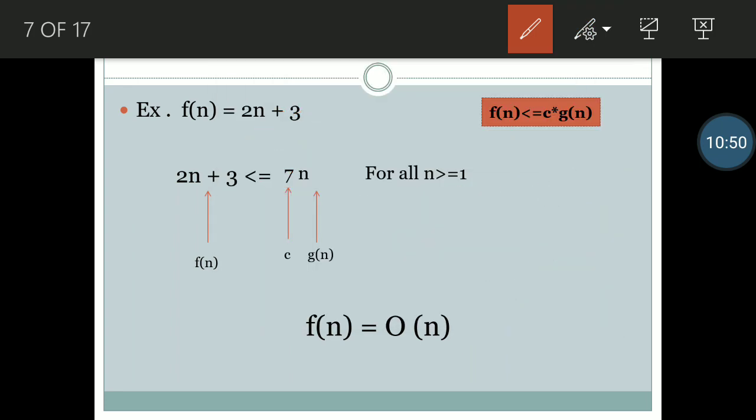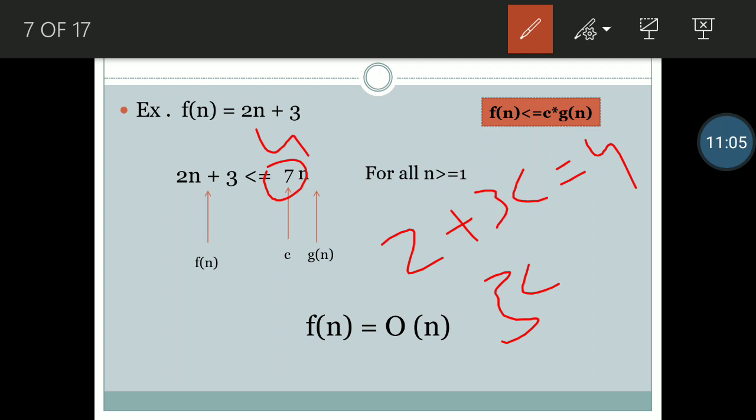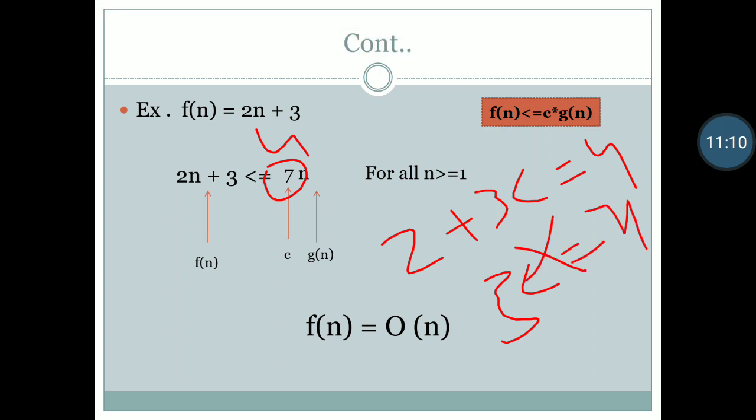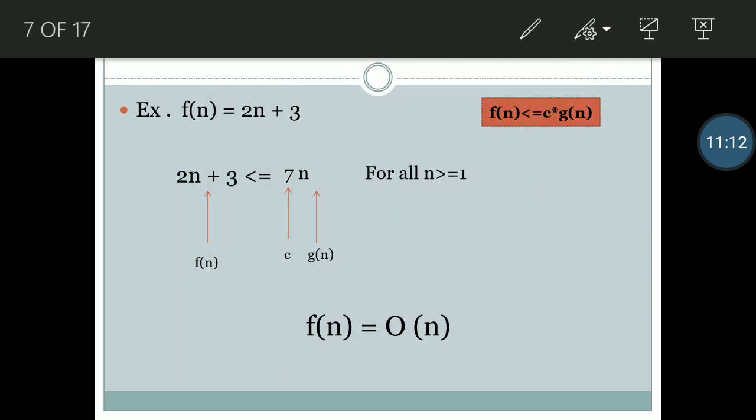Another example, can we write 4 instead of 7? So here 2 plus 3 less than or equal to 4. So 5 less than or equal to 4, this is false. So we cannot write c equal to 4. Keep in mind that this statement must be true after putting our c and n values.